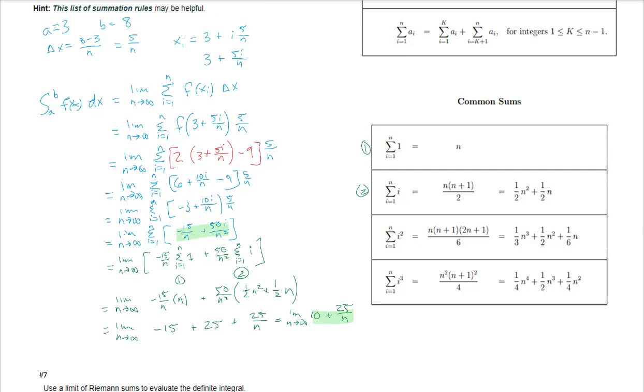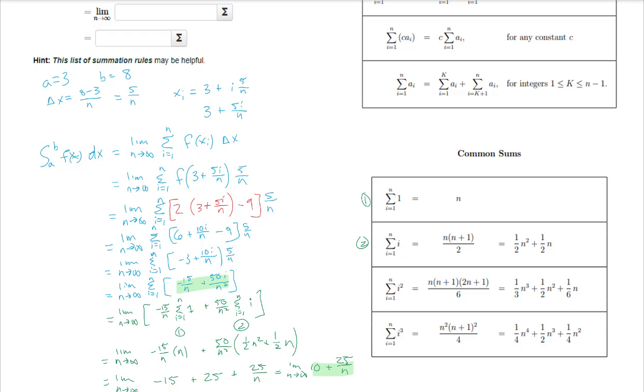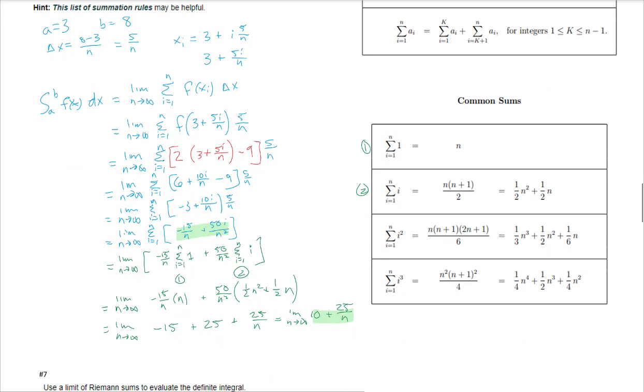So that's what we're going to put in for part B. That's 10 plus 25 over n. And then when we take that limit, of course, we just get 10 plus 0, which is equal to 10, because that 25 over n term zeroes out.